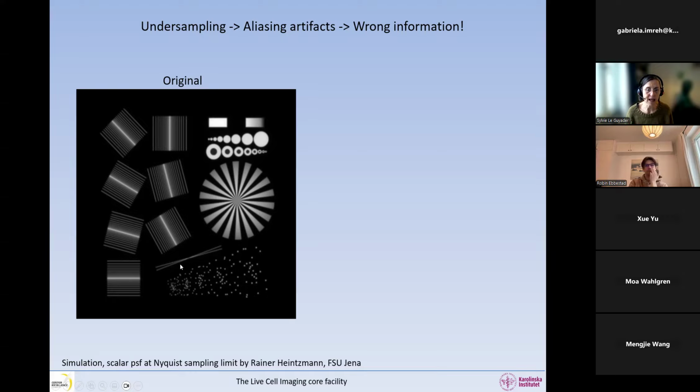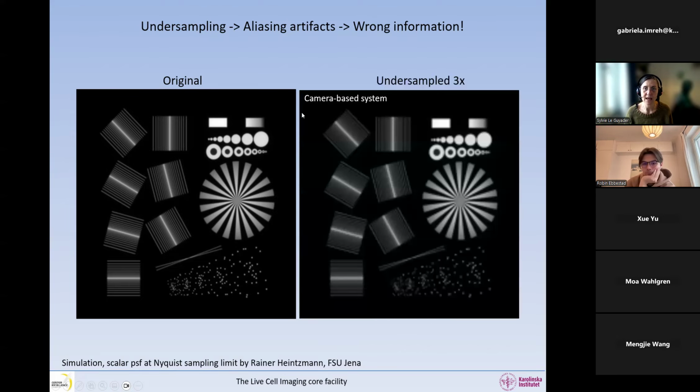And then we have all this. And in here, we have some objects that look a little bit more like a biological sample. So in here, we have some random pattern of dots, okay? If we undersample 3 times, what do we see? And this is a camera-based system.